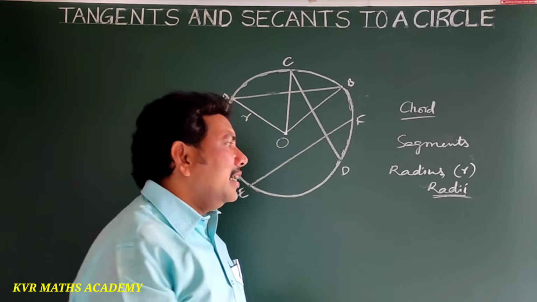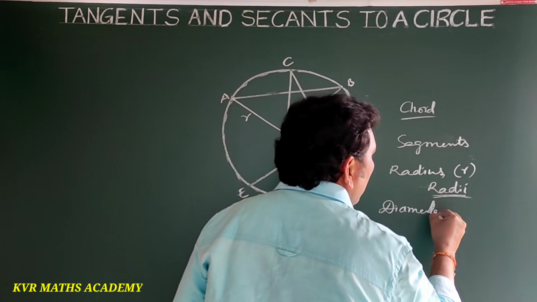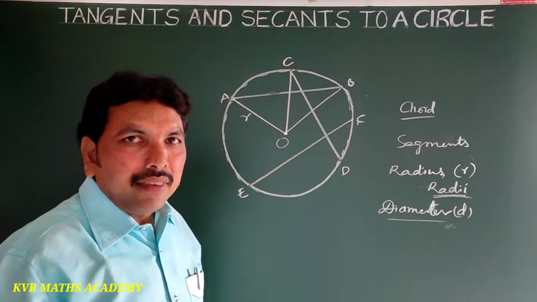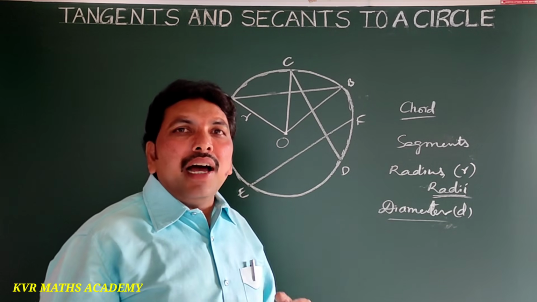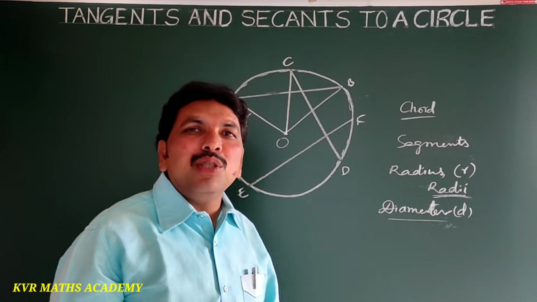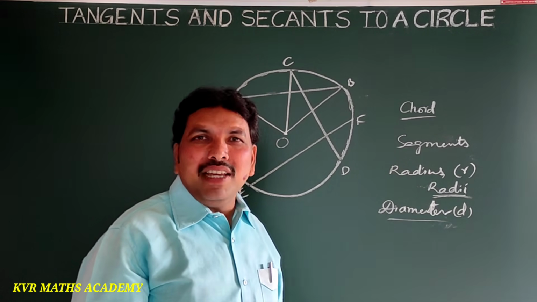Understood? Next, diameter. What is diameter? It is shown by D. See, the chord which passes through the center of the circle is called the diameter of the circle.